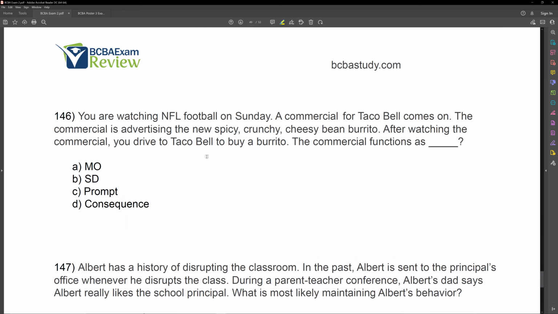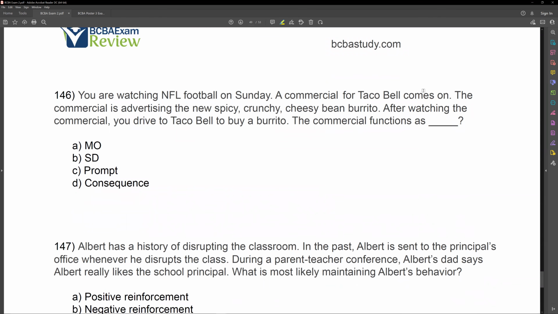146, you are watching NFL football on Sunday. A commercial for Taco Bell comes on. The commercial is advertising the new spicy, crunchy, cheesy bean burrito. After watching the commercial, you drive to Taco Bell to buy a burrito. The commercial functions as what?